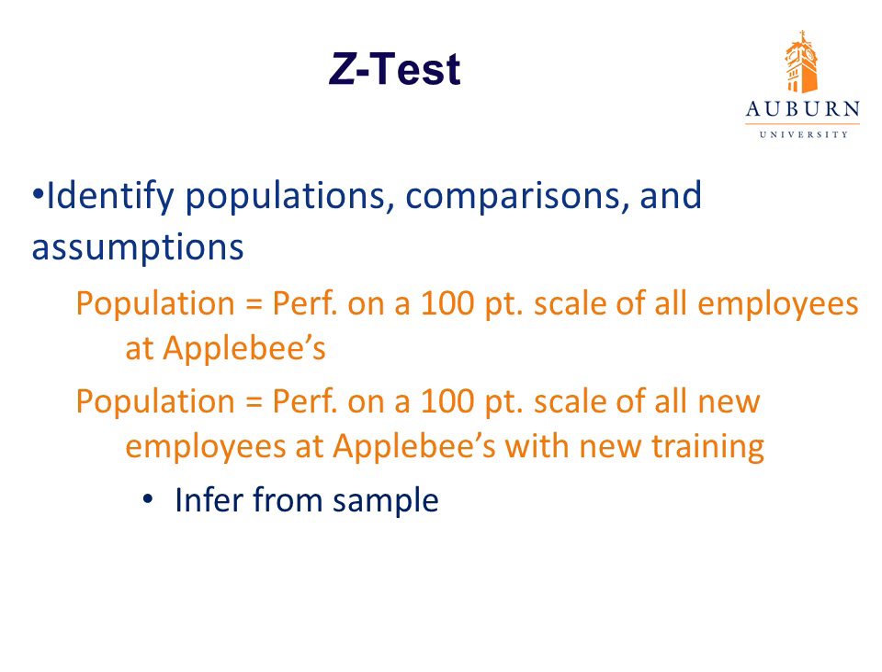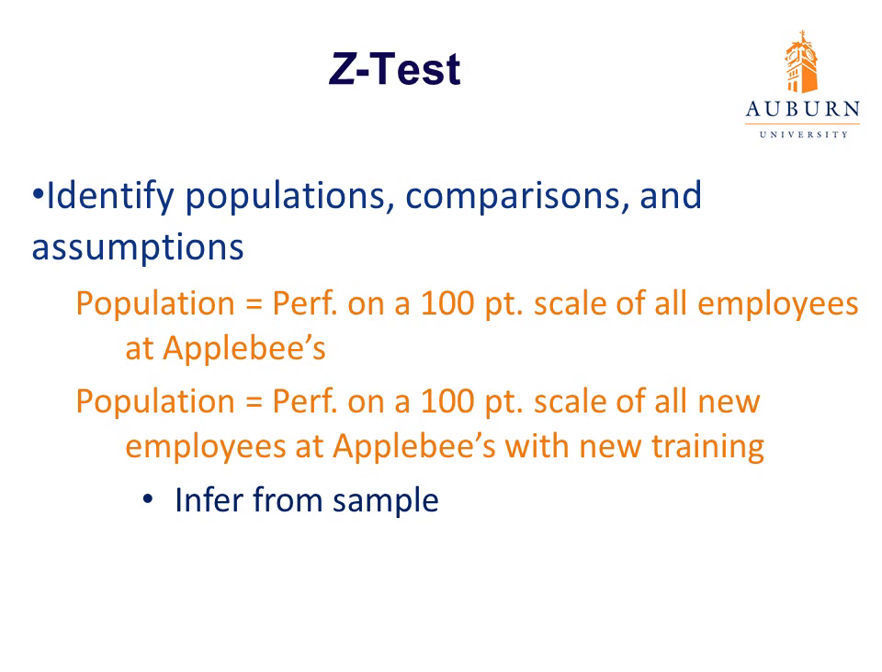So we have one population, which is the performance on a 100-point scale of all employees at Applebee's. Our second population is performance on a 100-point scale of all new employees at Applebee's with this new training. And so there's our 2 populations. Now you'll note that the second population here is the one that we're going to infer from our sample. So we didn't actually measure all new employees at Applebee's with this new training. We only measured a random sample of 30 of them. So we're going to infer this from our sample.